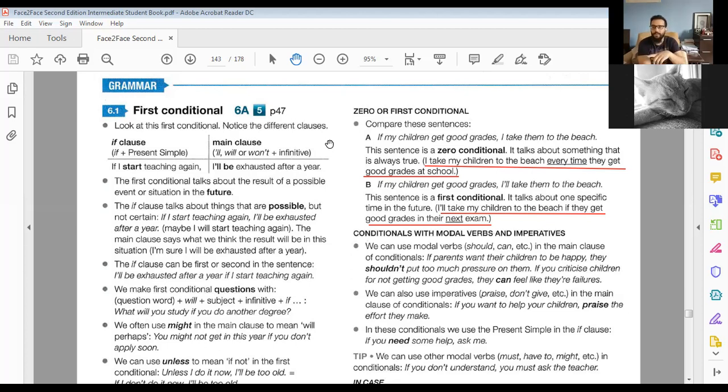The second one, we're talking about a specific exam, just the next exam. Maybe this will stop after the next exam, but here the father is talking about one specific exam, which is the next one. If my children get good grades, I'll take them to the beach. So you get a good grade, I'll take you next time to the beach. So there is a small difference. If you want to do it in Arabic, can you do them both in Arabic?